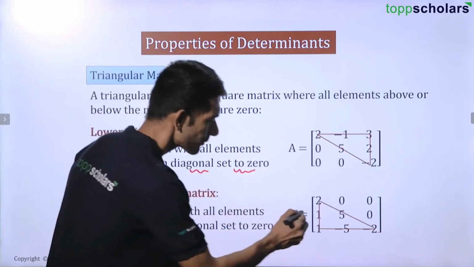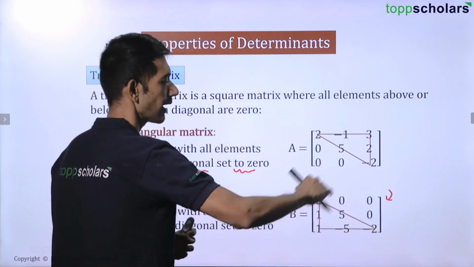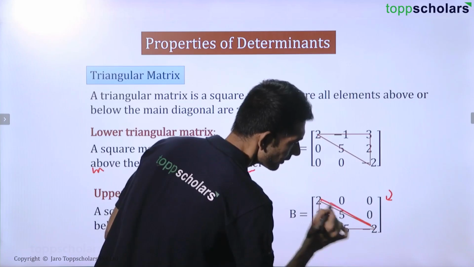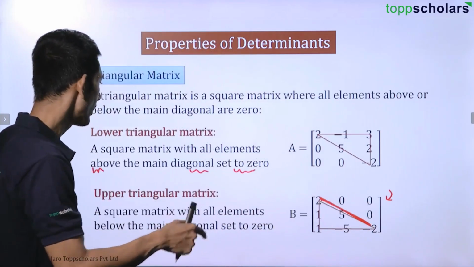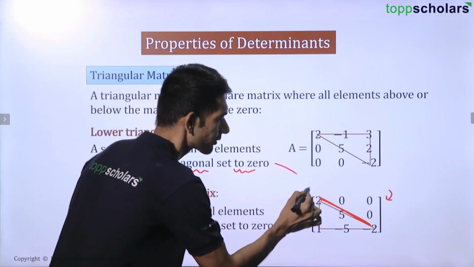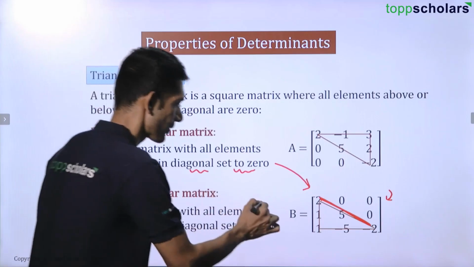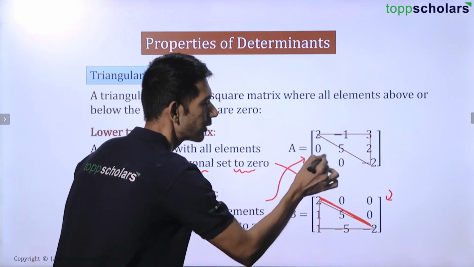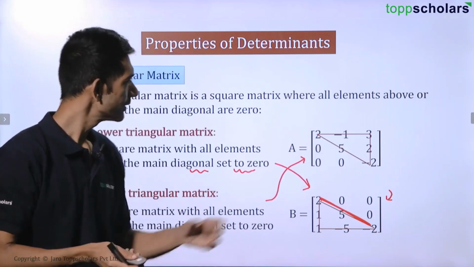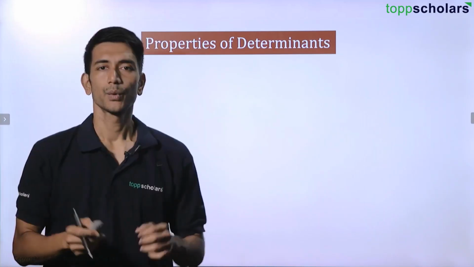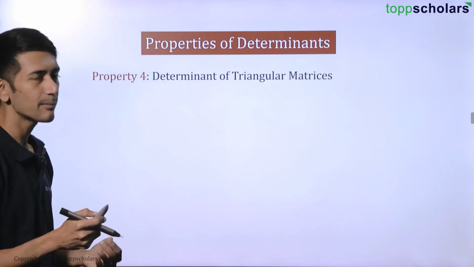So have a look at this. All the elements above the main diagonal. So this is your main diagonal, and the elements above the main diagonal are 0 is called a lower triangular matrix. And all the elements below are 0 here is called the upper triangular matrix. I hope this part is clear. Let's continue. Okay, let us talk about the property now. The property of triangular matrices.